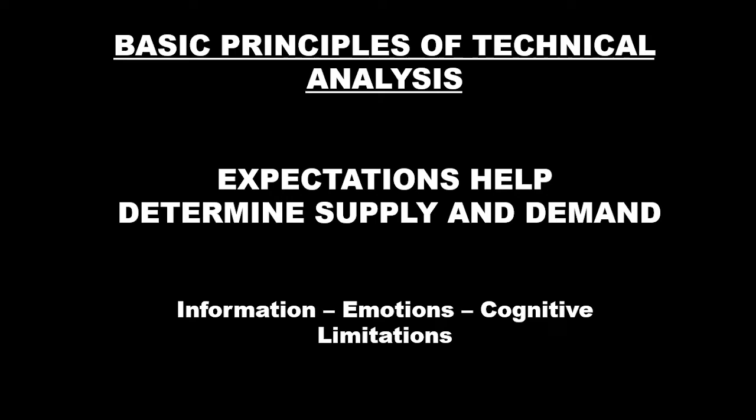Emotions, right? Fear, greed, joy, excitement, these are definitely there. And then cognitive limitations. These can be biases. Basically, humans are kind of crazy creatures, and those sorts of things will form or cause us to react on expectations, affecting supply and demand.